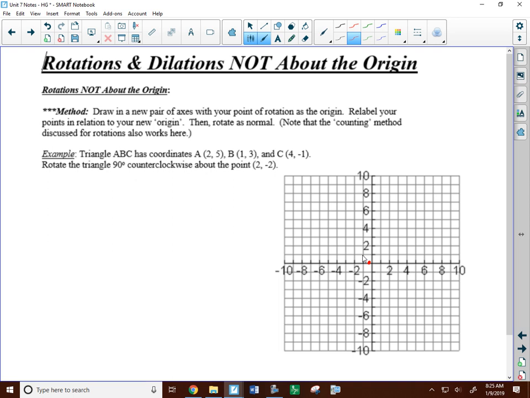So here's what I'm going to do. We're going to start with rotating, not around the origin. So this one down here is going to say rotate around the point 2, negative 2. That's not the origin. Here's all I'm going to tell you to do on this one. Draw in a new set of axes with your point of rotation as the origin. Then you're going to relabel the other points in relation to this new origin. And then just rotate as normal. So then you could rotate as normal with rules like (x, y) goes to (negative y, x), or by counting on the grid. So let me show you what I mean.